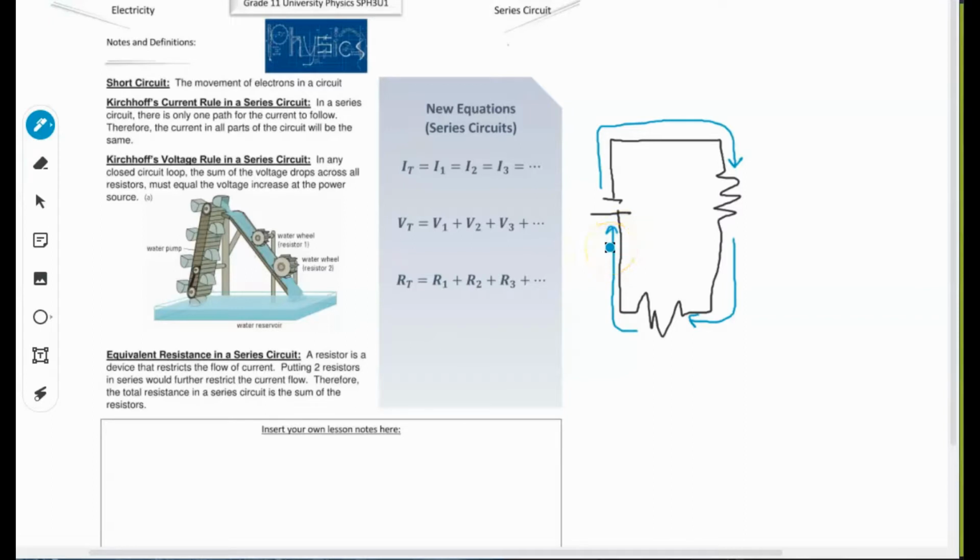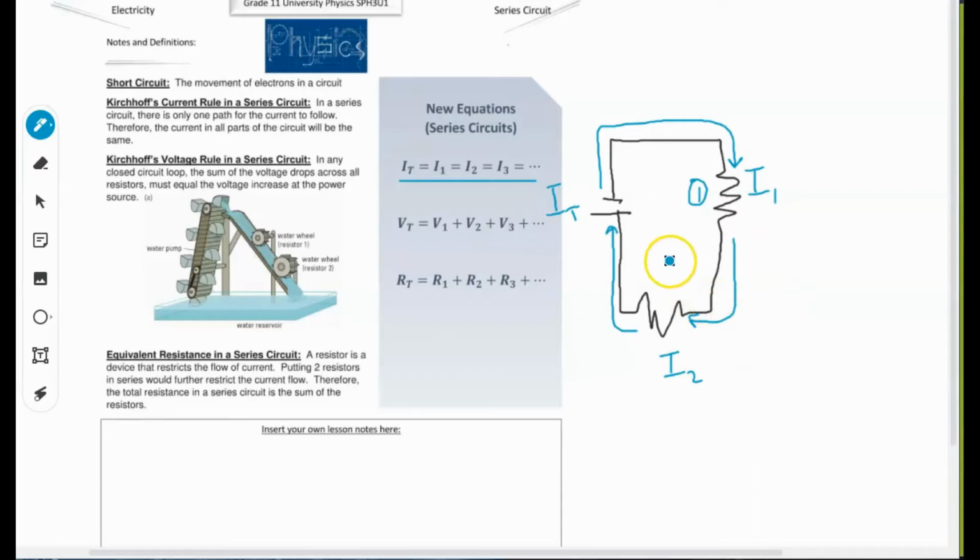Since we have all the electrons moving through the same path, what we can say is, let's call this resistor 1, the current that goes through resistor 1 must be the same as the current that goes through resistor 2, which must be the same as the current that goes through the battery, which we usually call the total. So this is Kirchhoff's current rule. In a series circuit, the current through every resistor and the battery is the same.